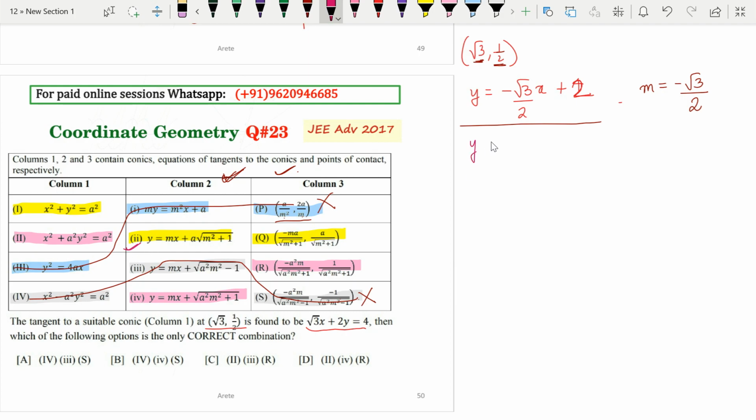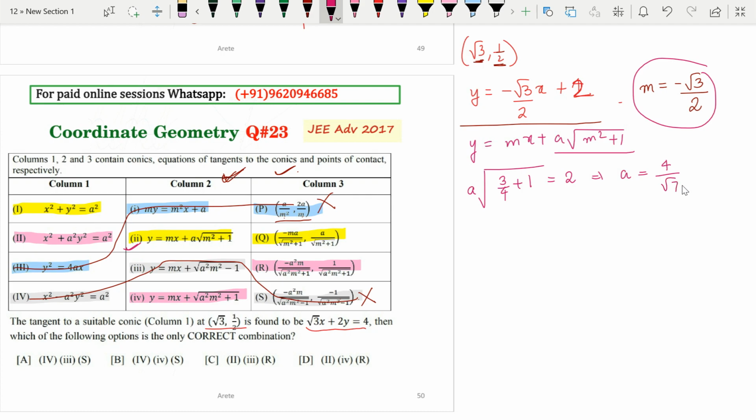The equation given to you is y is equal to mx plus a under root m square plus 1. We have to compare, right? m already we know. Now, what do we want? We want this to be 2. So let's write that a under root m square, this is my m, m square will be 3 by 4, plus 1, that I want to be 2. So from here, I should be getting the value of a. What do I get? This is root 7 by 2. So 4 by root 7. That's the value of a.